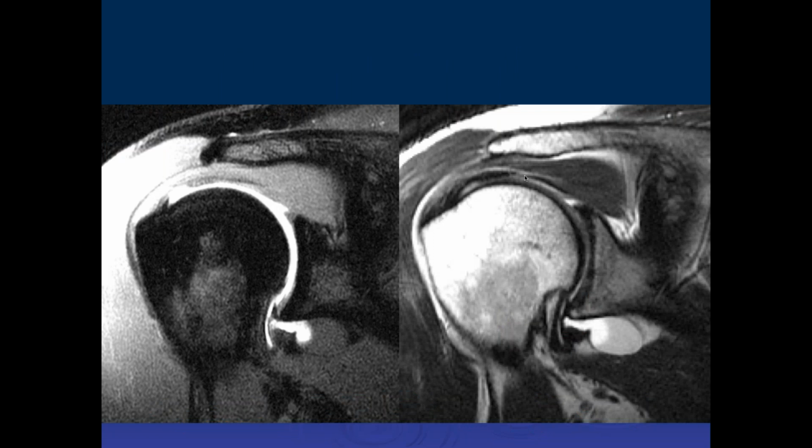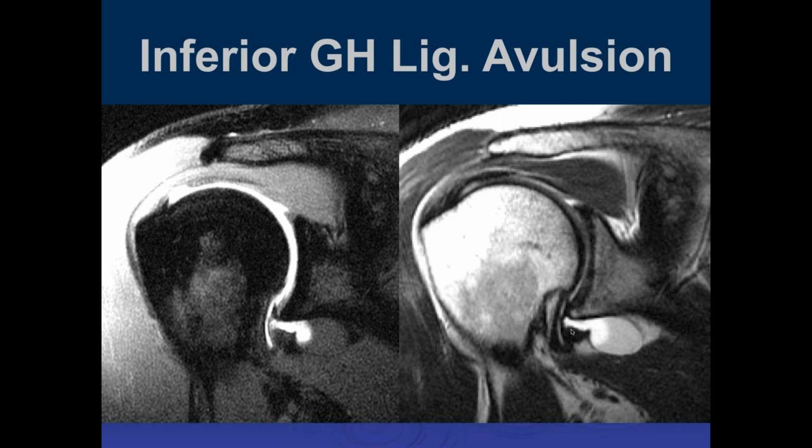Okay, Sam, what do you think of this case? There's a fluid collection under the glenoid. I think the inferior glenohumeral ligament is intact, isn't it? No, it's not intact. It's an avulsion, maybe another glenoid avulsion, if that's a piece of bone there. Yeah, this is an inferior avulsion. It's hard to say on these whether there's a piece of bone or not.